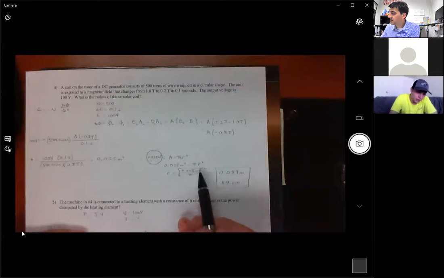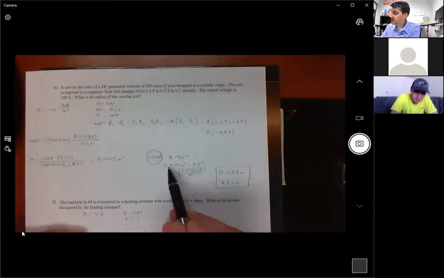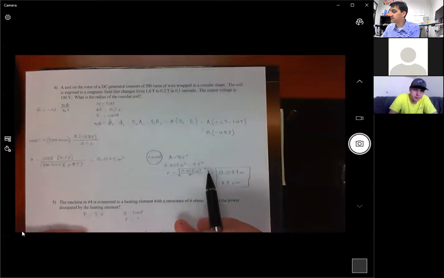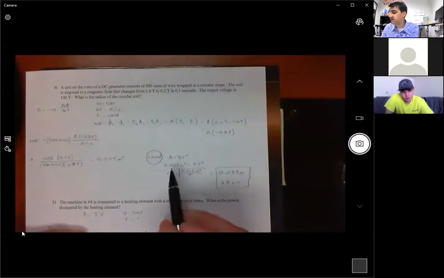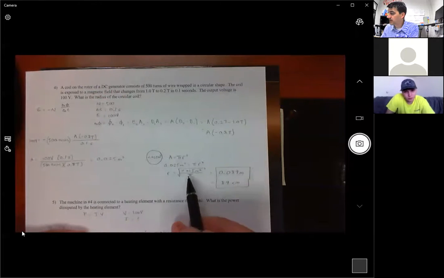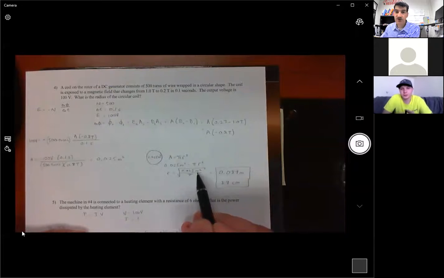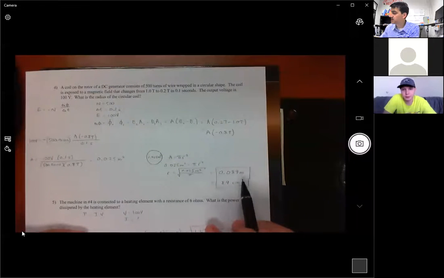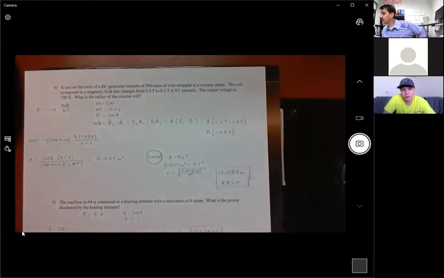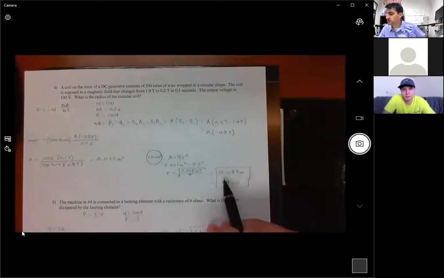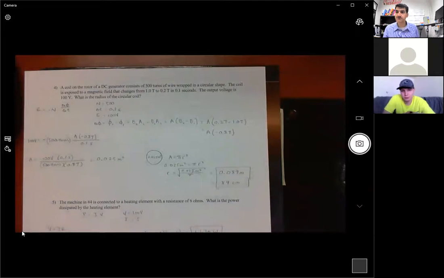Plug that in, and now I'm going to divide by pi on both sides, and then I'm going to take the square root of both sides to get r. So divide both sides by pi, then take the square root of both sides, and you're going to get r. Remember, when you take the square root of meters squared, you're going to get units of meters. So the answer is 0.089 meters, or if you want to convert to centimeters, no problem. Just move the decimal point 2 places to the right, and you get 8.9 centimeters.